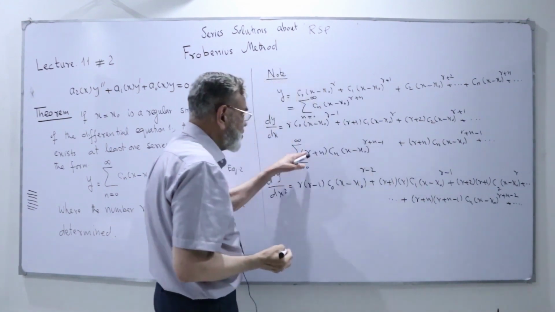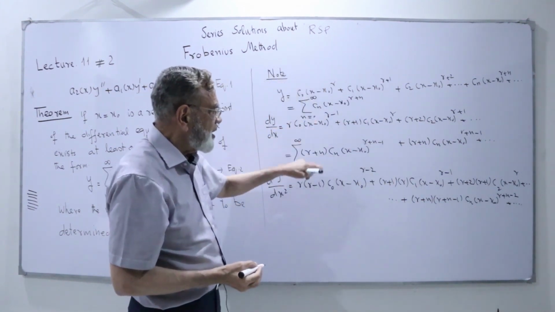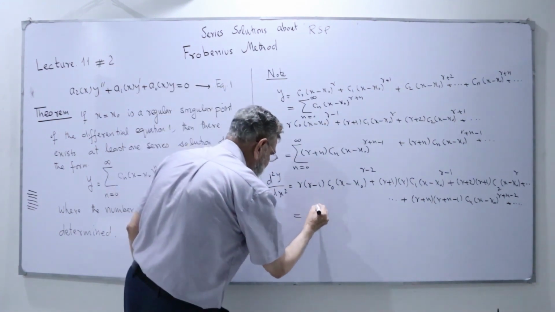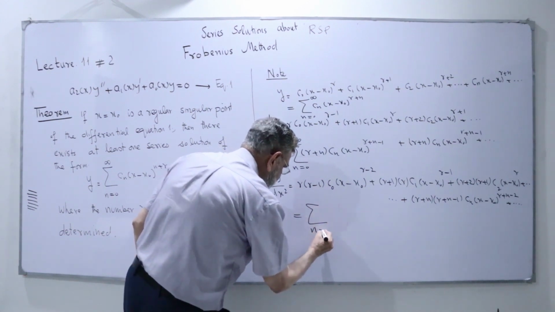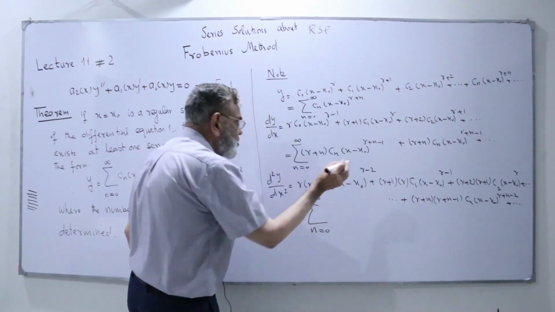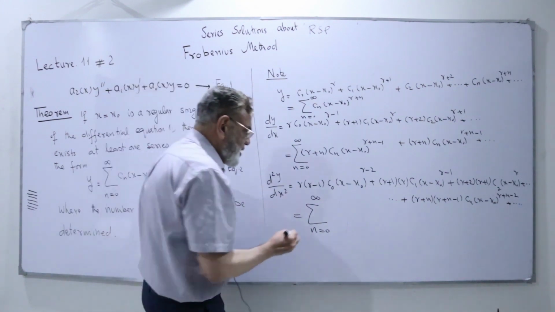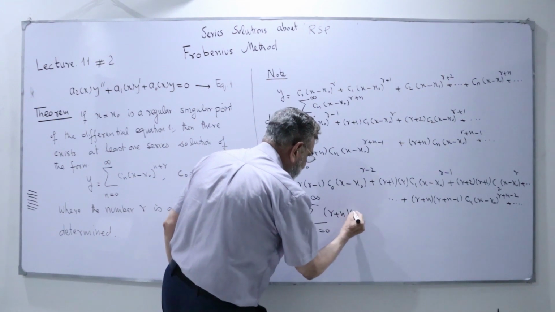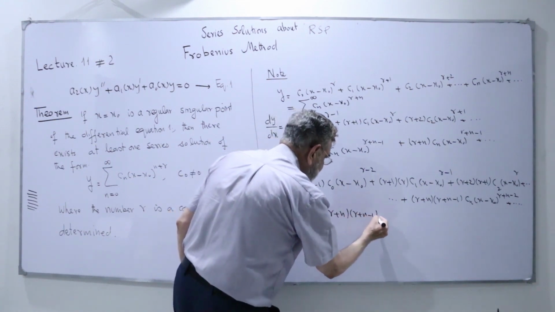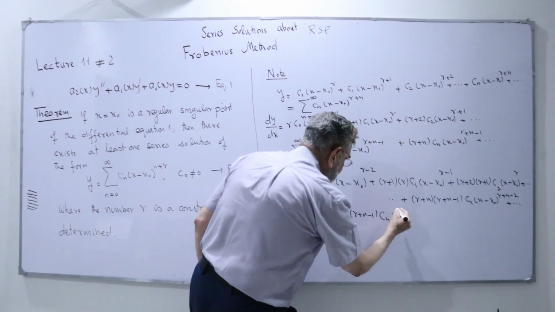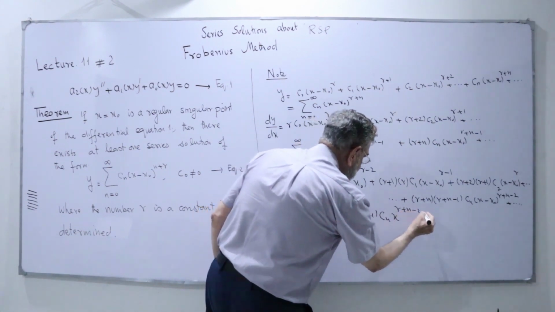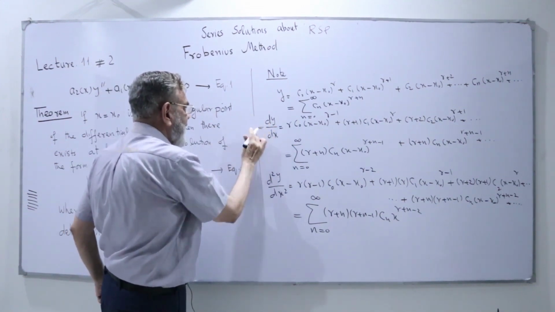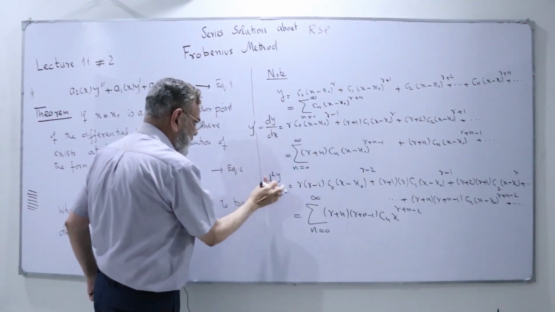So if we take n equal to 0, we get this term, n equal to 1, we get this term, and so on. So in this case, again our summation is not changing. It's from 0 to infinity, because no term is going to be 0 by the derivative. So we take the general term, (r plus n)(r plus n minus 1) cn (x minus x0) to the power r plus n minus 2. So these are my substitutions: this is my y, this is my y dash, and this is my y double dash.